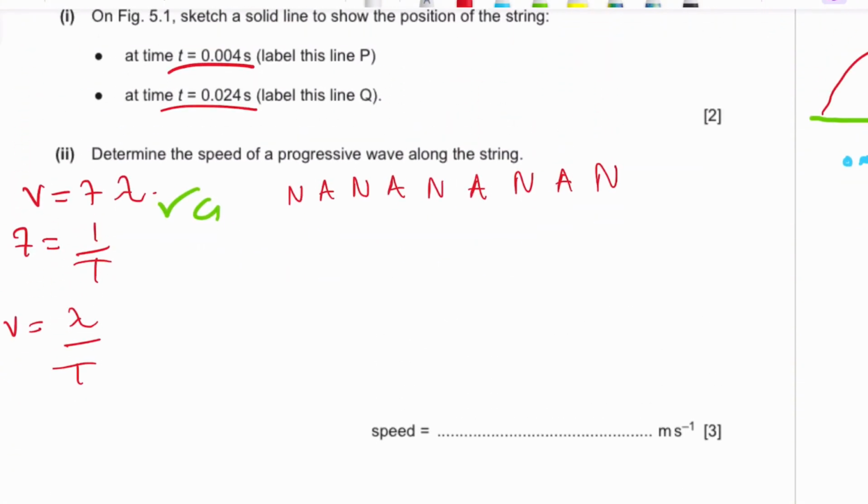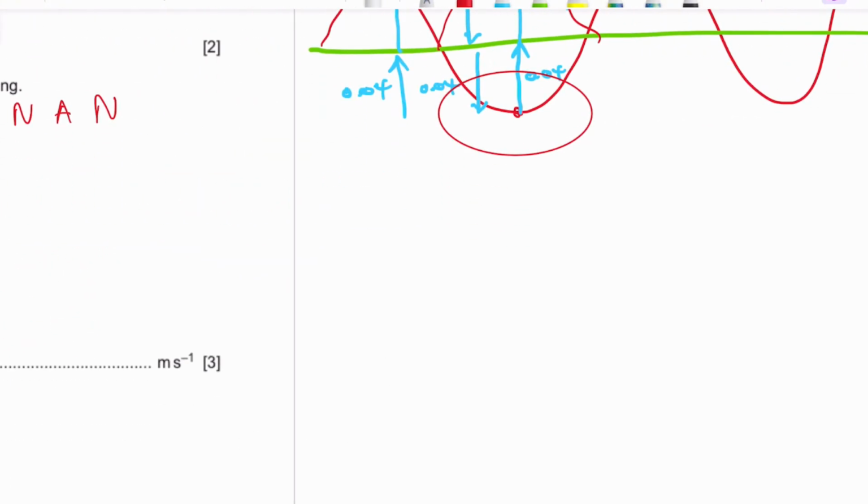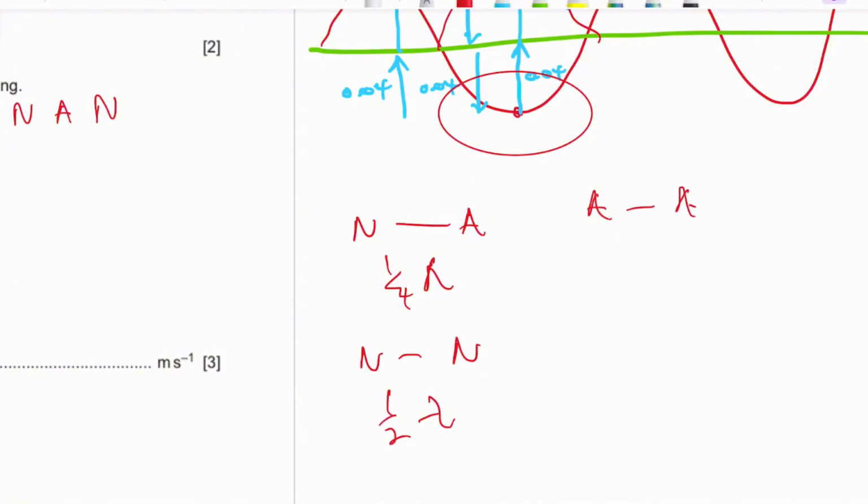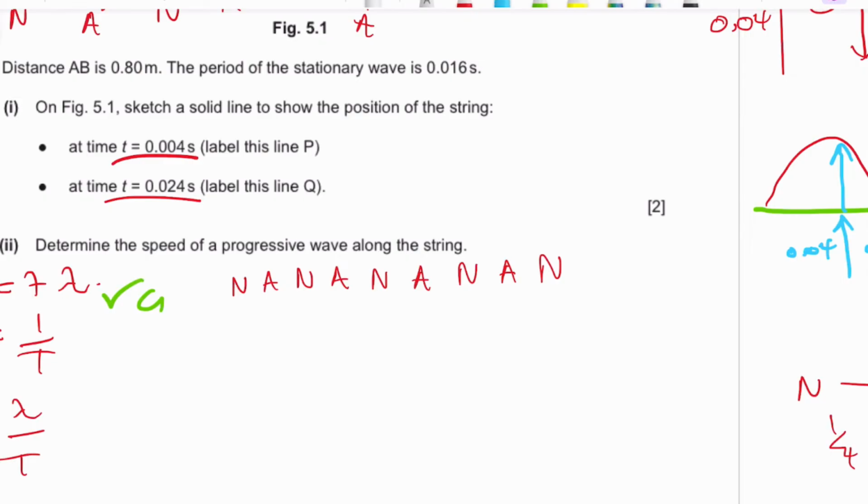But remember, I always say this. Whenever you have a node to an antinode, that's actually 1/4 of lambda. Whenever you have a node to another node, that's actually half lambda. Whenever you have an antinode to another antinode, that's again half lambda. But if you have a node, a node, a node, this is just basically lambda. So if we're looking at this, to move from here up until you reach here, that's lambda. To move from here up until you reach there, that's another lambda. So basically you have a total of two lambda.